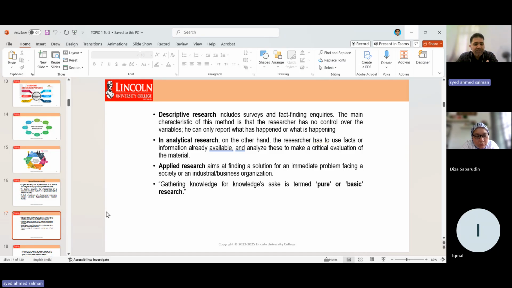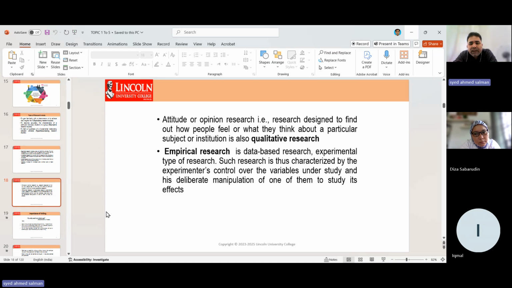Same, if you are having an issue in the organization, you are providing the solution to the problem. If you are having any challenge in the organization, you are solving that challenge. That is called applied research. Okay.